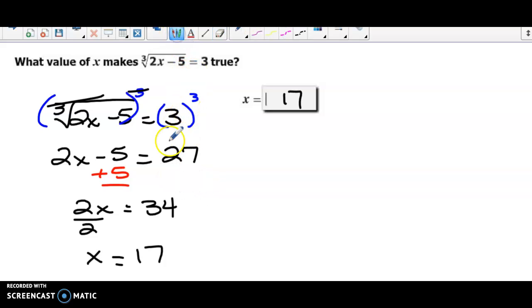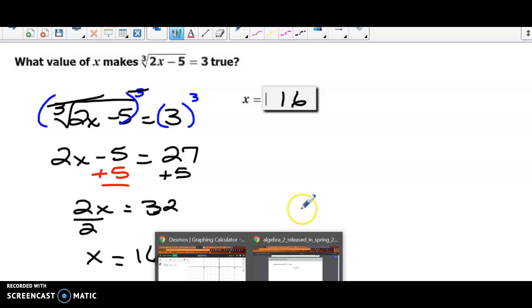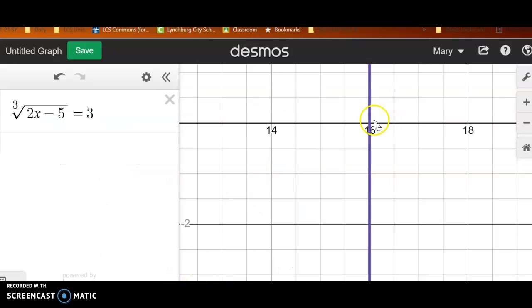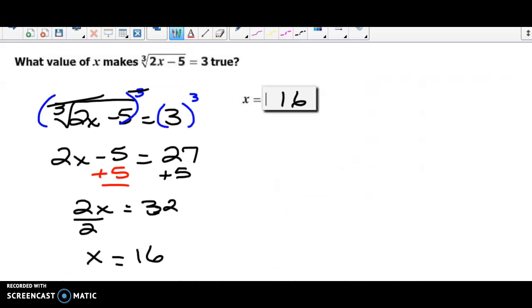All right, let's try this one more time. 27 plus 5 is 32. And half of 32 is 16. So we all make mistakes. I made a couple of big ones on the same problem, but at least Desmos can help me check it. And I know that I got my answer right because it shows it to me here. It equals 16.